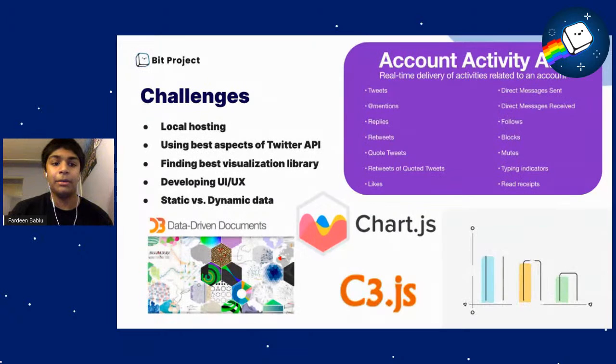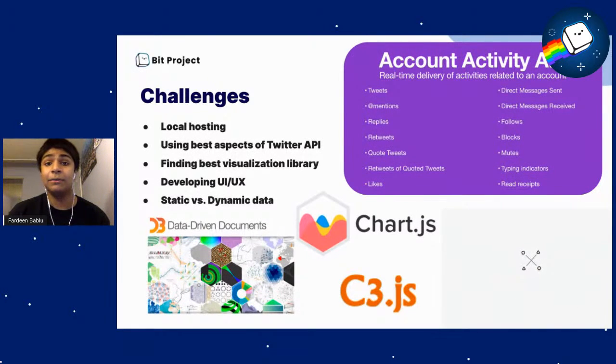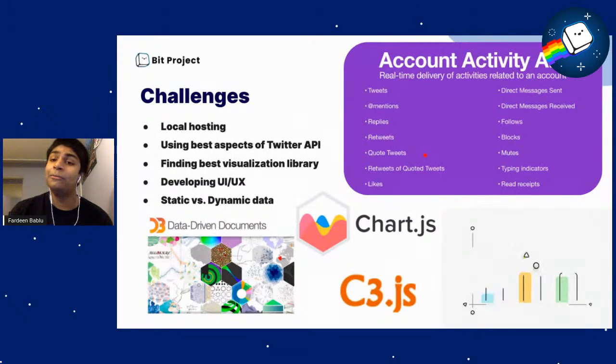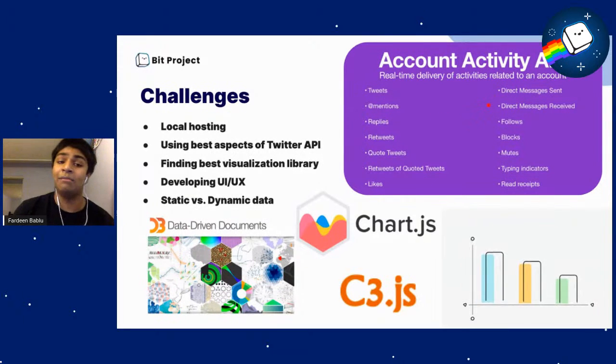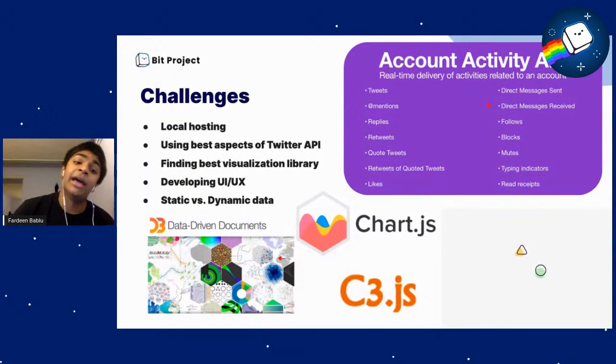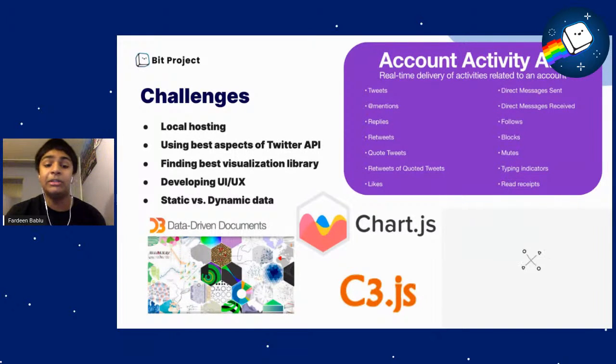And also using the best aspects of Twitter API. If you look at this small chart or picture, there's a lot of information. One of the biggest problems with this project was that there was too much information, and I had to pick and choose which pieces I felt were most relevant. So in this one, I decided to look at the retweets, likes, and follows that a user has, just to simplify things.